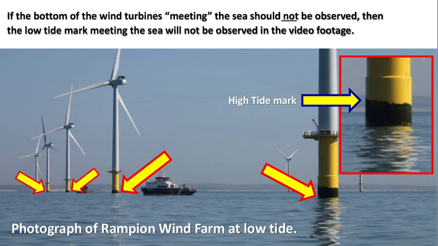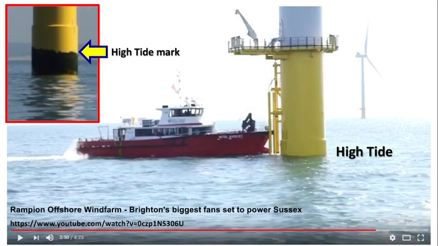Here we see the high tide mark and a low tide mark. Photograph of Rampion Wind Farm at low tide. High tide mark and a photograph of Rampion Wind Farm at high tide.